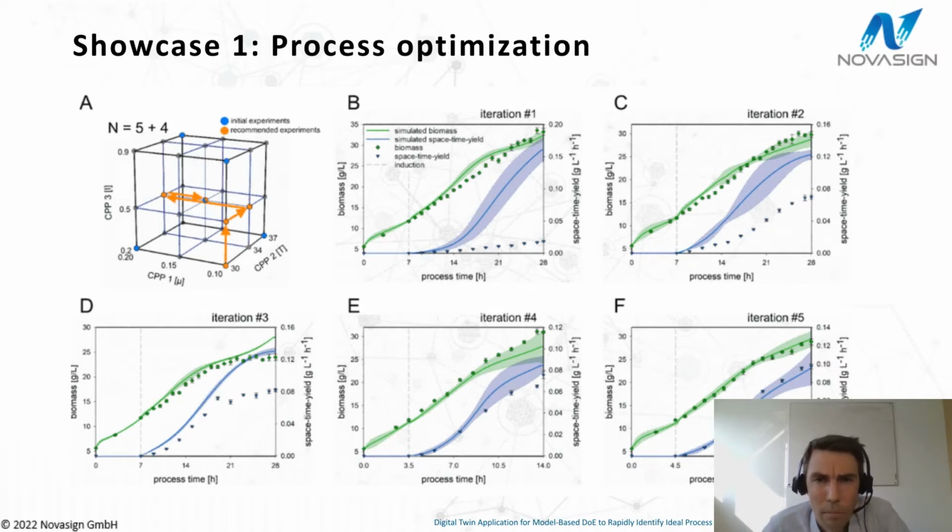In this case, we modeled space-time yield, and you can see, for example, in the first iteration where we only have 5 experiments, that the model is already very accurately describing the biomass. You see this in green, but it's quite off for the product. So that means you take this experiment B into account in the next iteration, put it into the algorithm, and do the same thing again and again and again. And after iteration F, you finish this optimization and you found your optimum process condition.